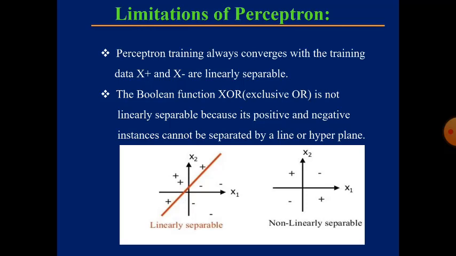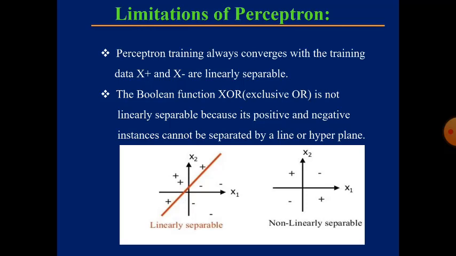In the second figure, non-linearly separable, we can't draw a single straight line which separates the positive class as well as the negative class. We can't draw a straight line. So the second one is the example of non-linearly separable patterns. Hope you have identified the difference between linearly separable and non-linearly separable.